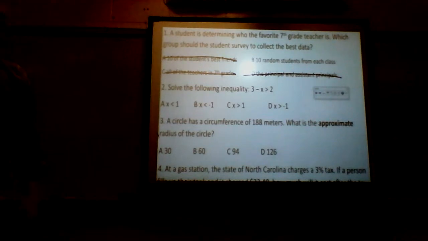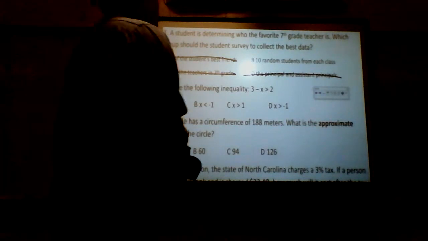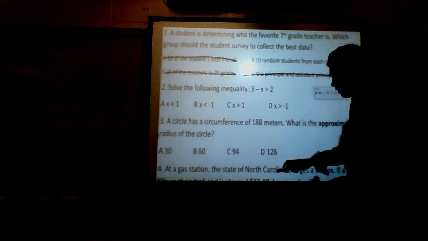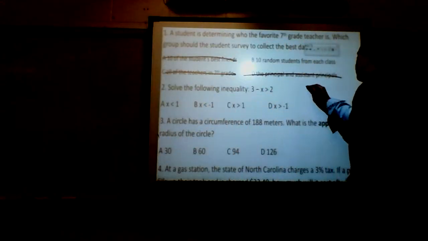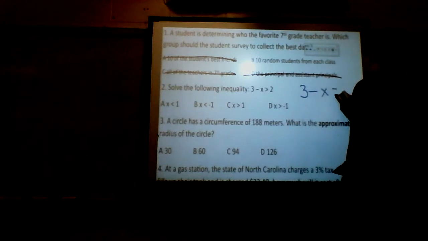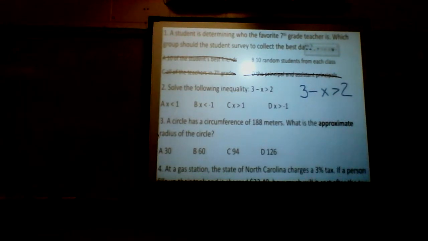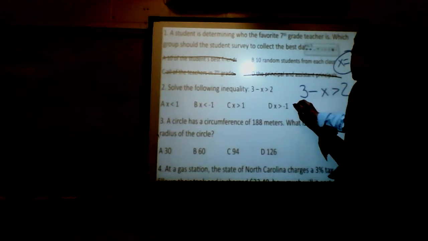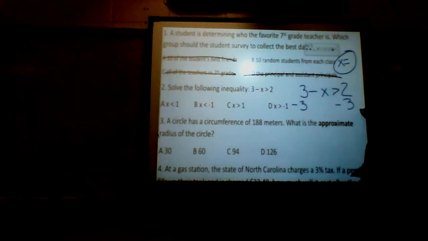Number 2 says solve the following inequality. This looks very similar to the problems we've been doing all week. It says 3 minus x is greater than 2. Again, our job is to isolate or get that variable, the x, by itself. In this problem, the first thing we have to do is get rid of this 3 by taking 3 away.